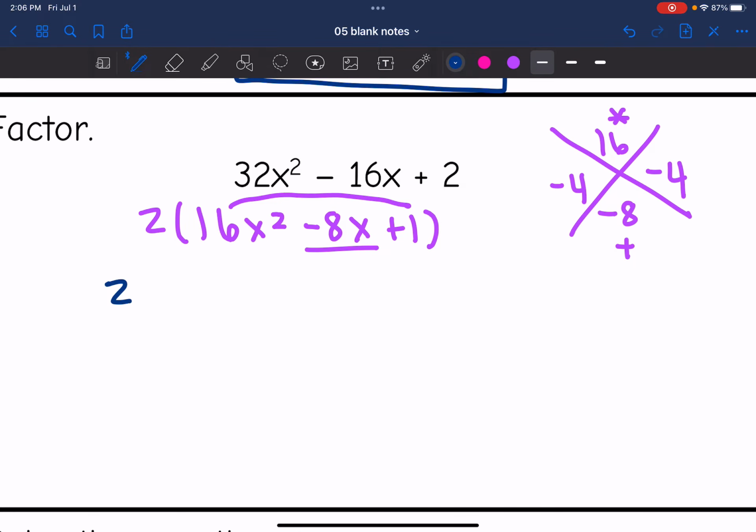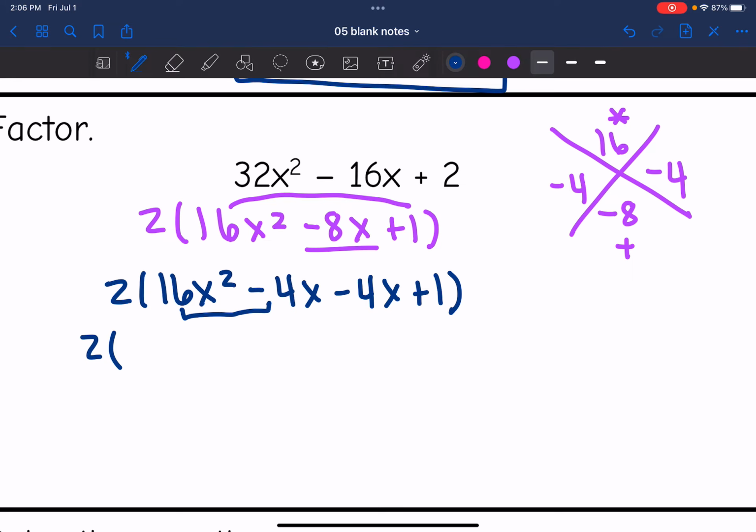So I'll get 2 times 16x squared minus 4x minus 4x plus 1. And now I have the 4 terms, so I can factor by grouping. My GCF still stays out in front. The GCF of 16x squared minus 4x is 4x.